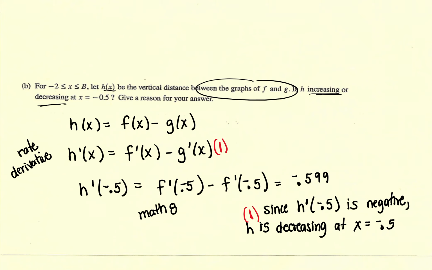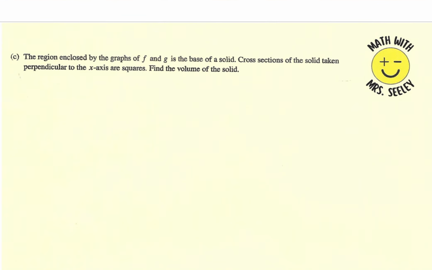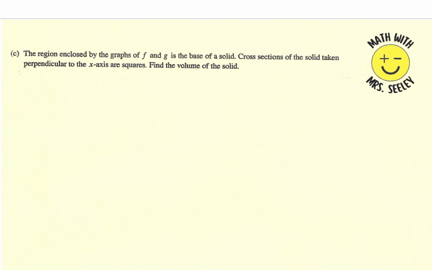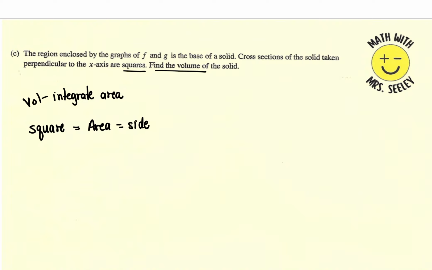All right, so let's take a look at part C. Part C says the region enclosed by the graphs f and g is the base of a solid. Cross sections perpendicular to the x-axis are squares. We want to find volume. You guys should be familiar that to find volume, you're going to integrate area. This particular figure is a square, and you guys know that the area of a square is side squared.